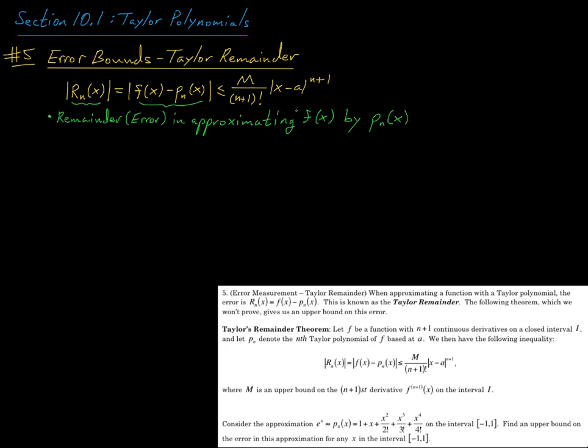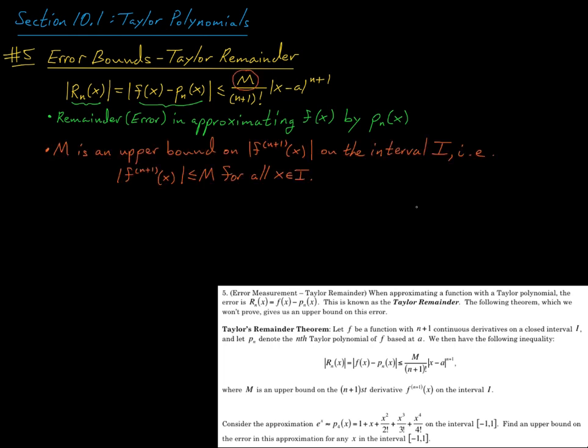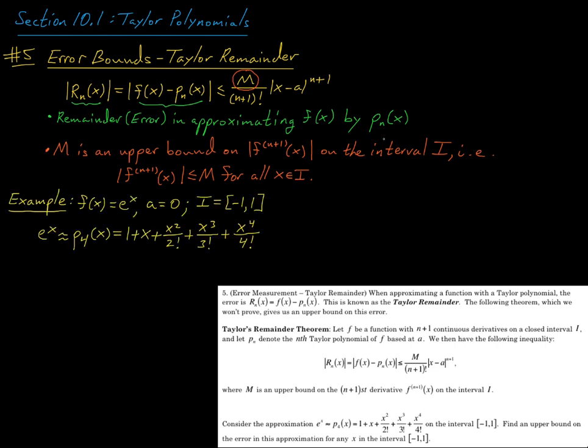Now what is this number M that you see on the right? Well, M is an upper bound on the absolute value of the n plus first derivative of f on the interval I. In other words, the n plus first derivative in absolute value can be no larger than this number M for all x in the interval I. So how do I go about finding this upper bound on the right-hand side? Well, it's really a two-step process, and let's illustrate that process with this example.